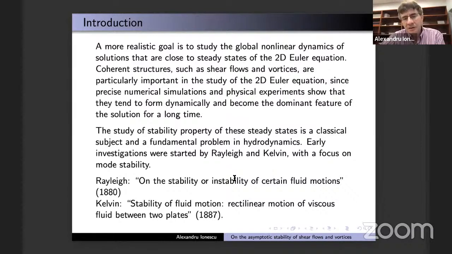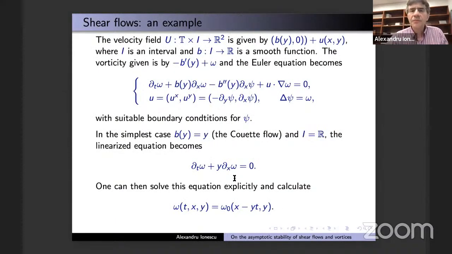So there's been a lot of work on what's called mode stability. There are various layers at which one can understand the stability. One can understand it at the full nonlinear level, which is what we want to do today. But the way the work started was to look at the linearized level, and actually in an even easier situation, at the level of what's called mode stability. Now to see a simple example of how this works, I'm going to discuss the simplest example, namely the example of the Couette flow at the linearized level. It's all explicit and we can understand how it works.